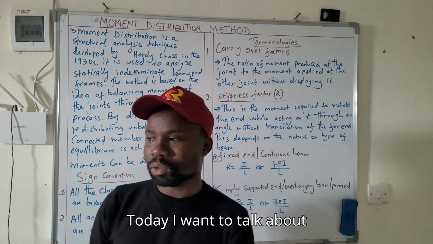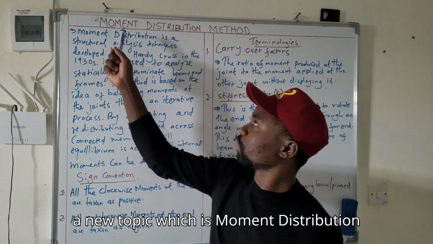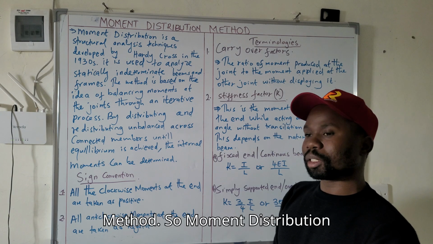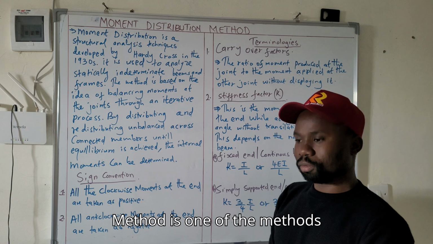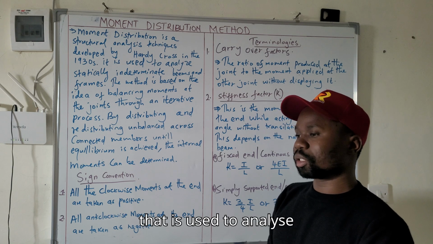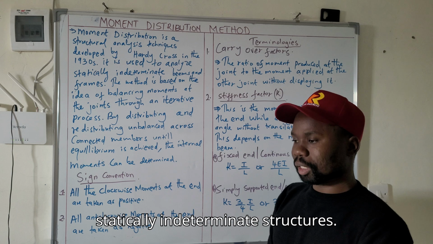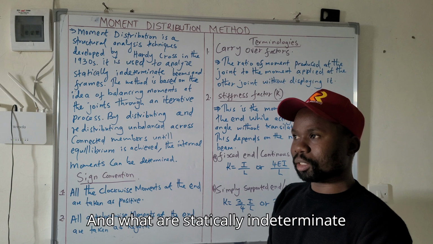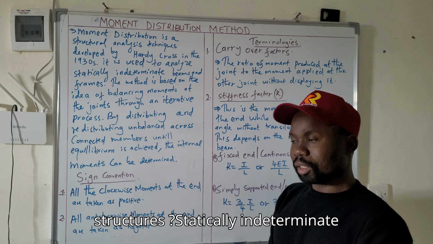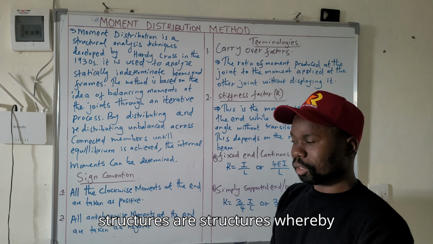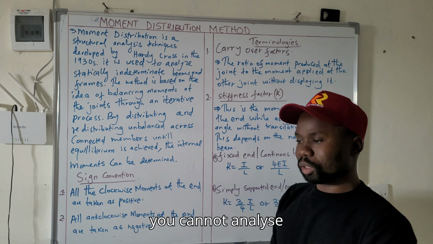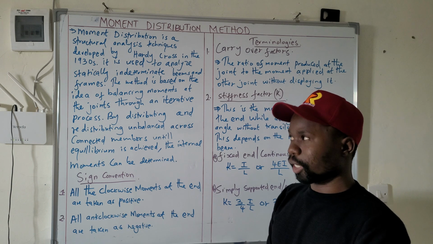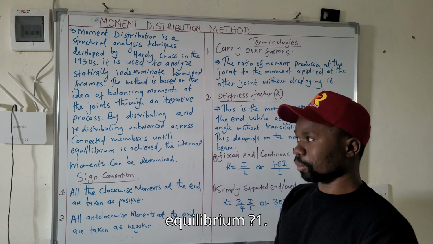Today I want to talk about a new topic, which is the moment distribution method. Moment distribution method is one of the methods used to analyze statically indeterminate structures. And what are statically indeterminate structures? Statically indeterminate structures are structures that you cannot analyze using the three equations of equilibrium. And what are the three equations of equilibrium?